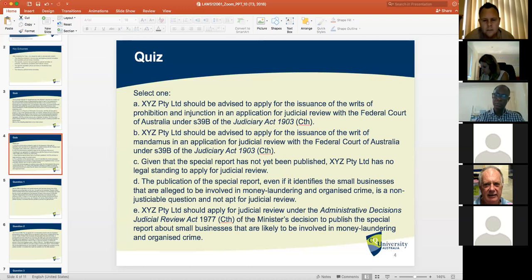The injunction is also available, because the advantage of an injunction, being an equitable remedy, is that it can be fashioned. The prohibition restrains, stops, prohibits a decision maker from doing something, so it will prevent the minister from publishing it. But the injunction, as an equitable remedy, can be fashioned by the courts to meet the particular needs of XYZ Proprietary Limited. It's not just a question of stopping him from publishing the report, but perhaps saying, you cannot do this, you cannot do that, you must also do this.